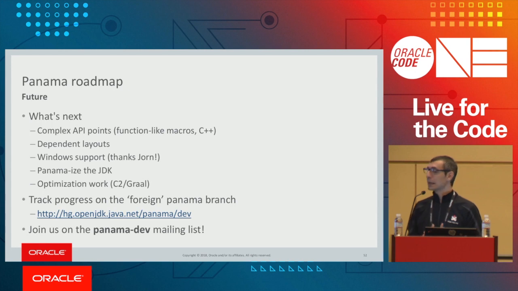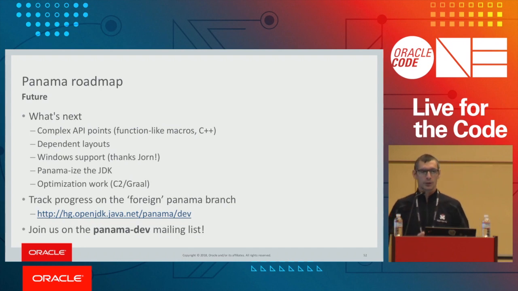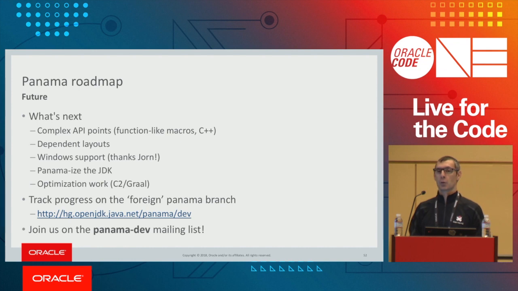We also want to apply the Panama medicine to the JDK itself. We want to do a little bit of that and see if we can get rid of some of the native code in the JDK. We want to support Windows, and we have a lot of community effort in trying to get that up and running, so thanks to all the people involved here. And of course, the optimization work is where all the action is with this project. We plan to have a lot of discussion with the C2 team and the Graal team to figure out the best way to support some of these features.